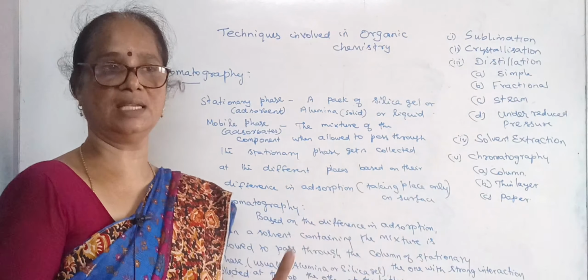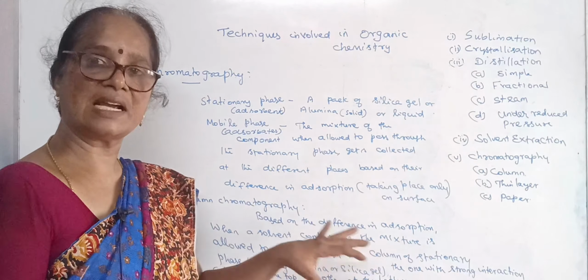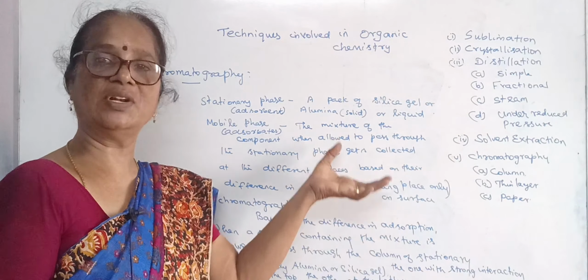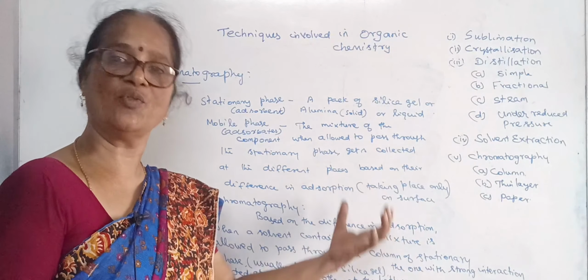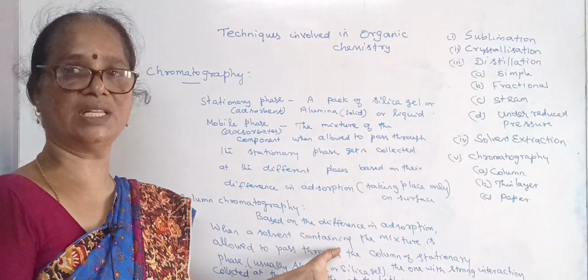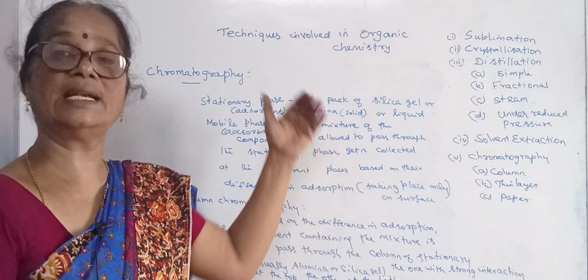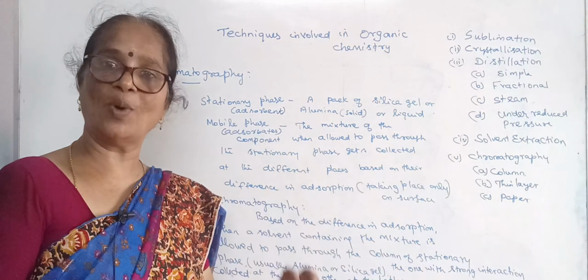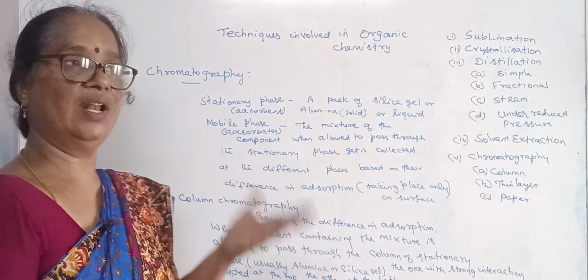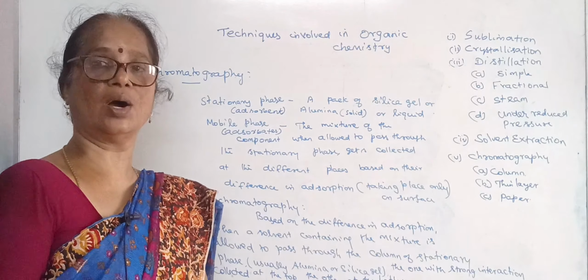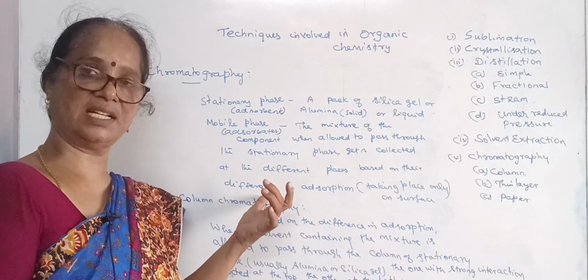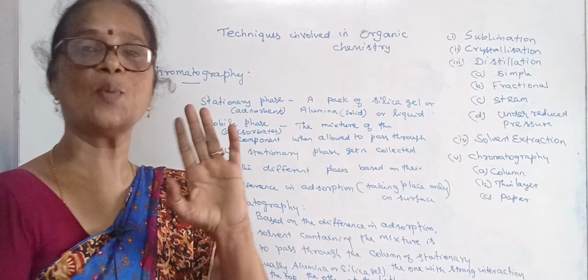alumina or silica. Suppose the interaction between the substance and the stationary phase is very strong, that will move very slowly. But the other one which has very little interaction with the stationary phase can move very fast. So the one which has very little interaction with the stationary phase will be collected at the bottom of the column, and the other one which has strong interaction with the stationary phase will be collected at the top of the column.